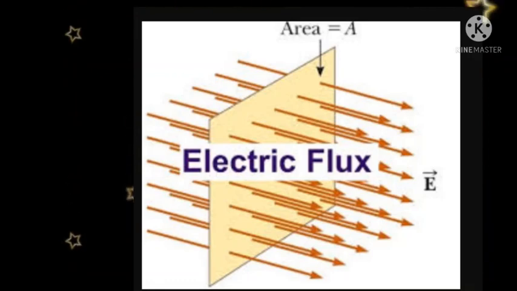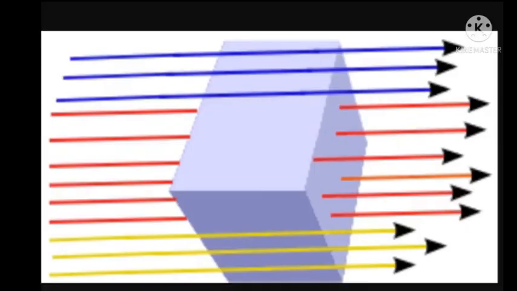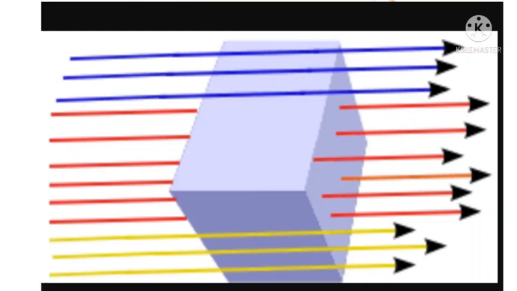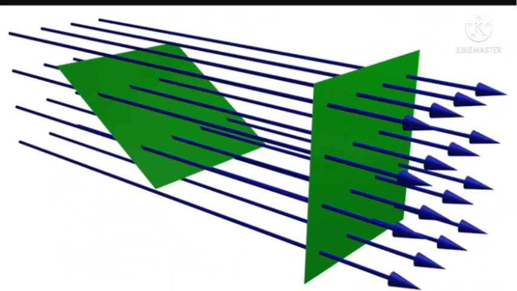Children, let's start with electric flux. Students, the word flux comes from a Latin word which means to flow. The electric field can be quantitatively described by using the concept of electric flux. Now, what is electric flux, children? Electric flux is the number of electric lines of force which are penetrating through a given surface.